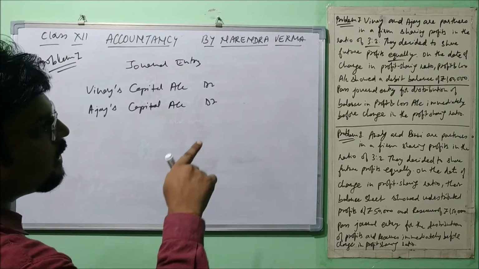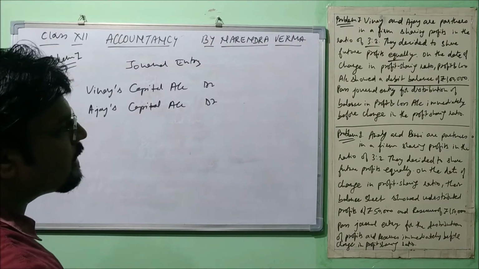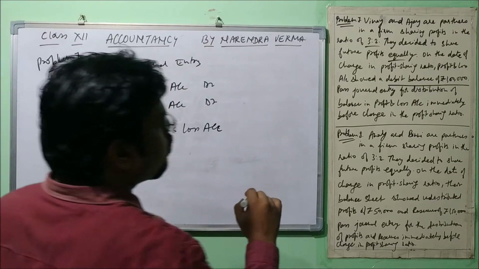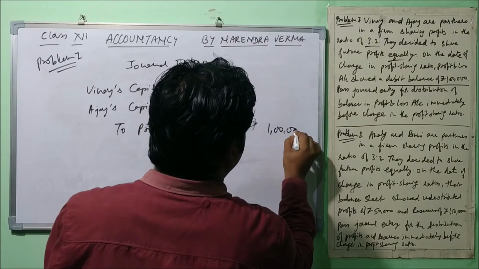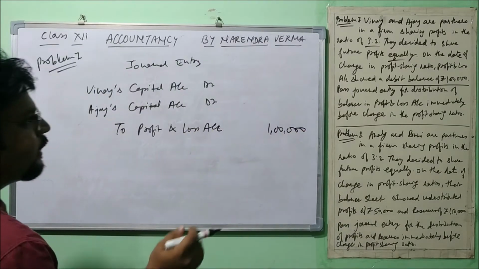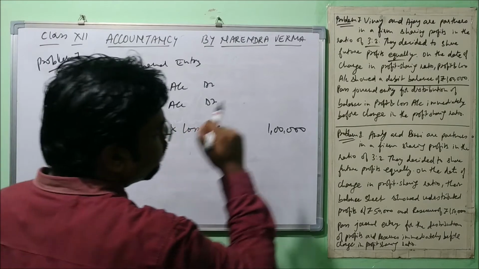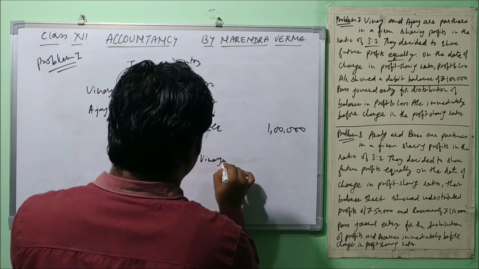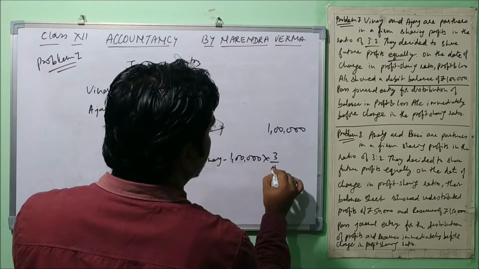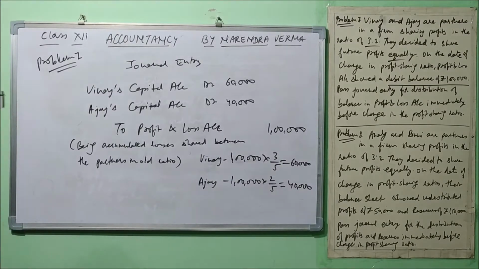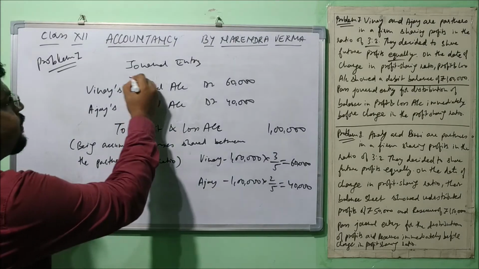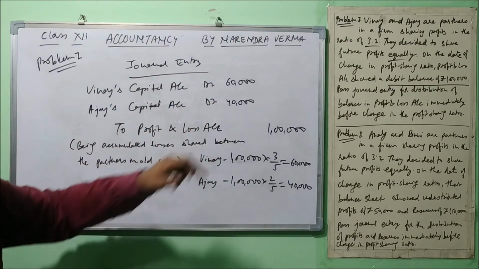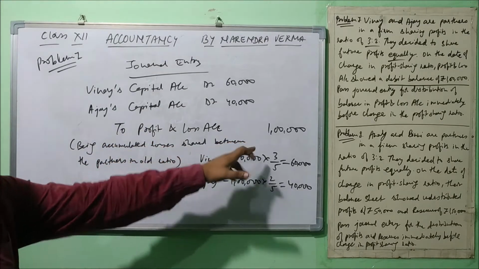Vinay. Here, in the absence of any information, we will consider that they maintain fluctuating capital method. Now, what is the amount of loss? 1 lakh. This 1 lakh has to be shared between these two in the ratio of 3:2. So, how much Vinay is going to share? We can calculate here, right? Vinay's capital account debit. Ajay's capital account debit, 60,000, 40,000 to profit and loss account 1 lakh rupees.